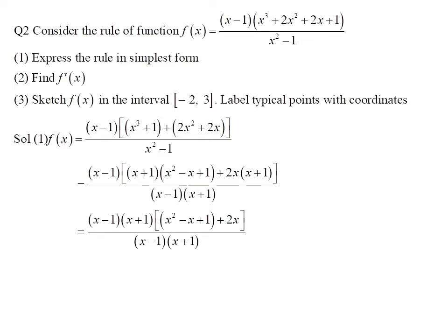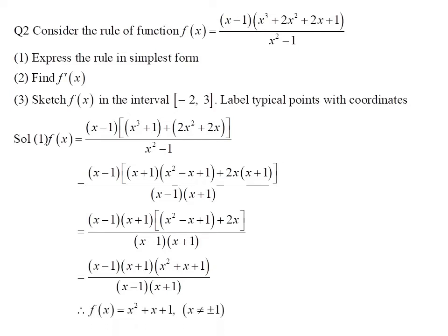After taking out this common factor and collecting the like terms in the remaining part, we have the expression shown on the screen. Cancelling out the same factors of both numerator and denominator, we have the simplified function shown on the screen, which is f(x) equals x squared plus x plus 1. The value range of x is between -2 and 3, but not including the points where x equals -1 and x equals 1.